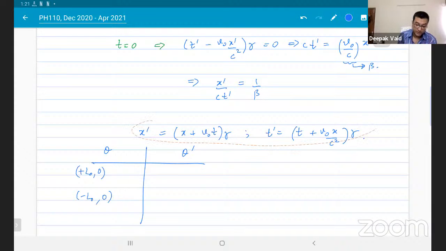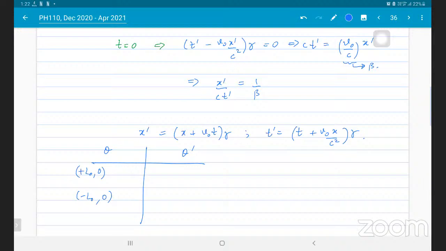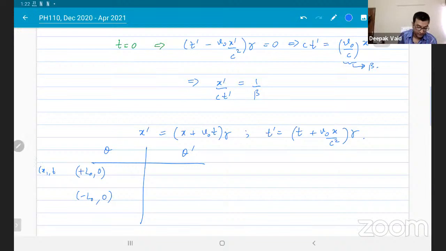I can now use the Lorentz transformation to calculate x prime and t prime for each of these points. Right? So I'll call this x1, t1. I'll call this x2, t2. Here I will get x1 prime, t1 prime. Here I will get x2 prime, t2 prime.